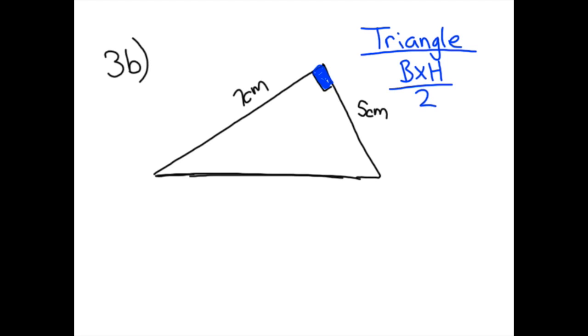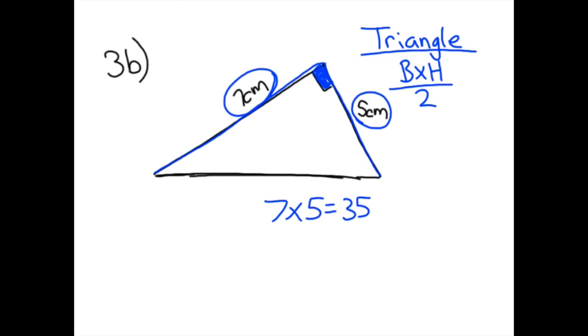So I can see that my right angle is right there shaded in blue, and I can see that this line and this line meet at that right angle. So that means that one of these numbers is my base and one is my height. So I'm going to need to multiply them together. 7 times 5 equals 35. And then I have to do 35 divided by 2, which equals 17.5, or 17 and a half. And it is 17 and a half centimeters squared.